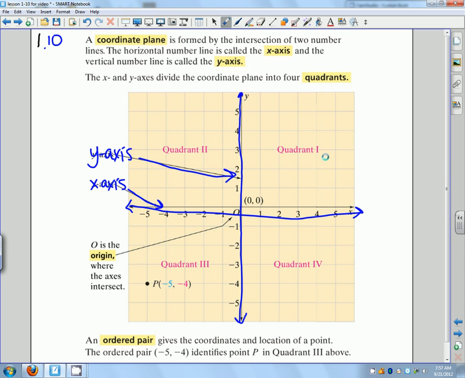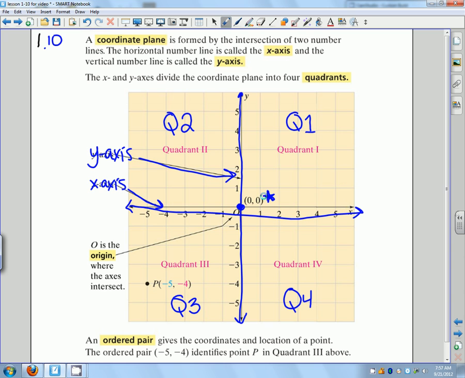Now, quadrant 1, you're going to want to do that. So quadrant 1. And then notice this is a little bit different. It goes backwards, counterclockwise. So quadrant 1 starts here, and then it goes backwards to quadrant 2, quadrant 3, and quadrant 4. The origin, you want to make sure you know that, is 0, 0 right in the middle. So that's an important piece.